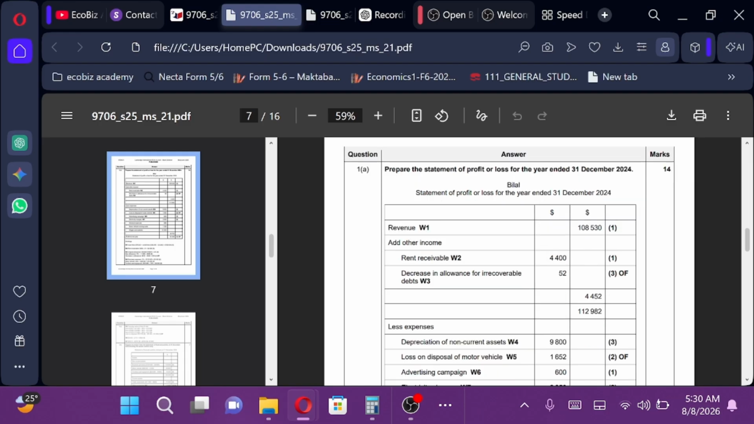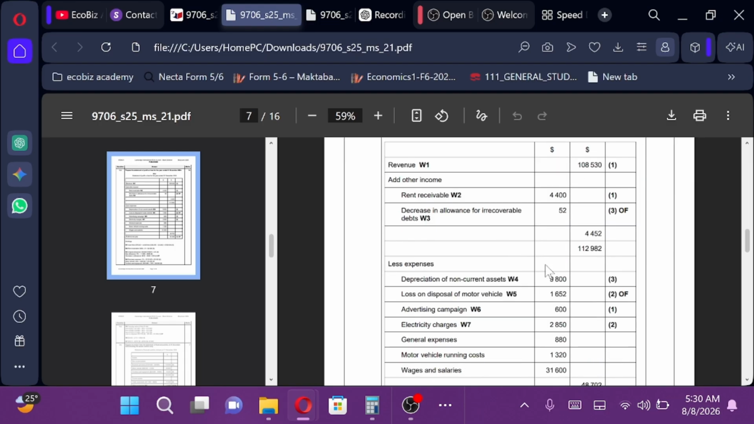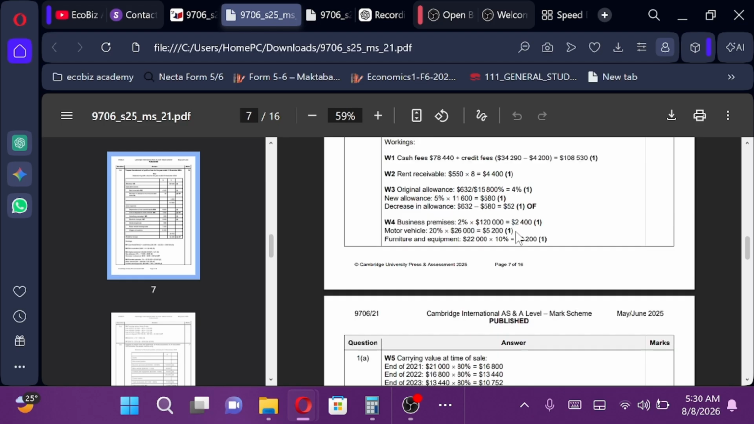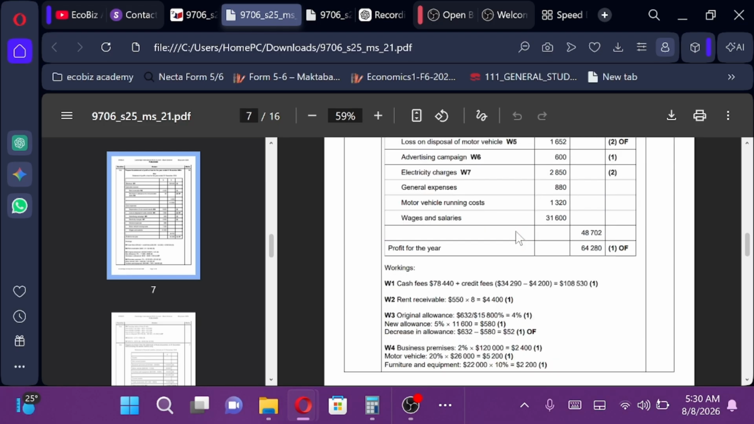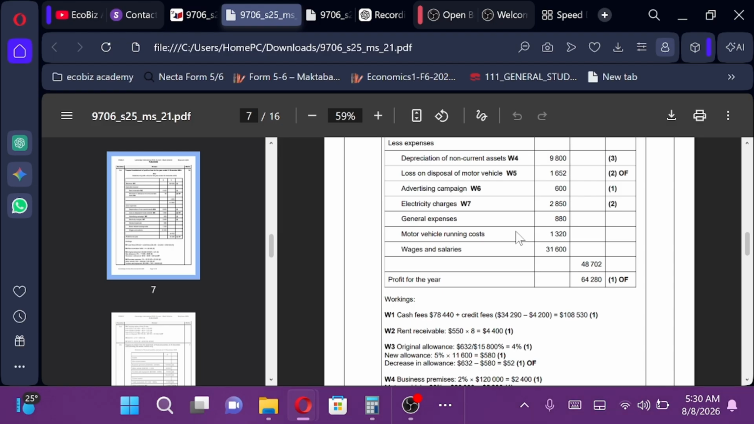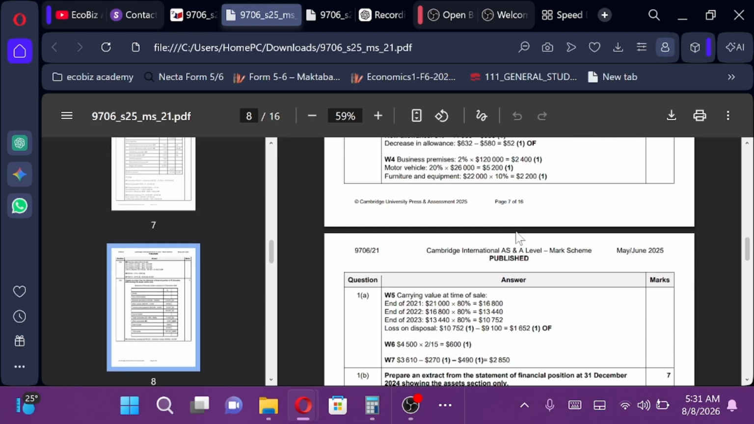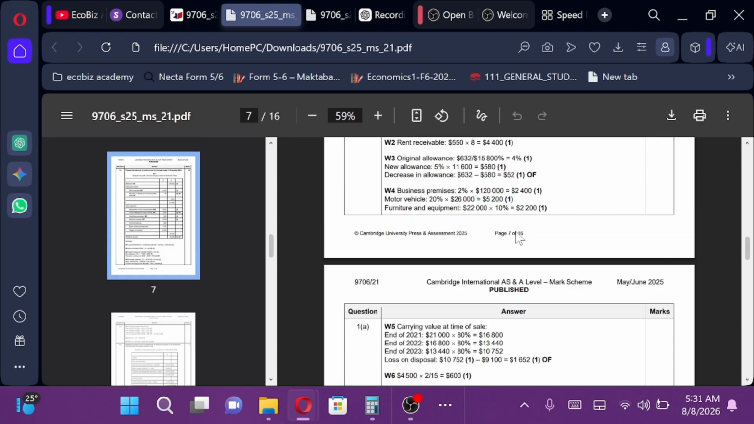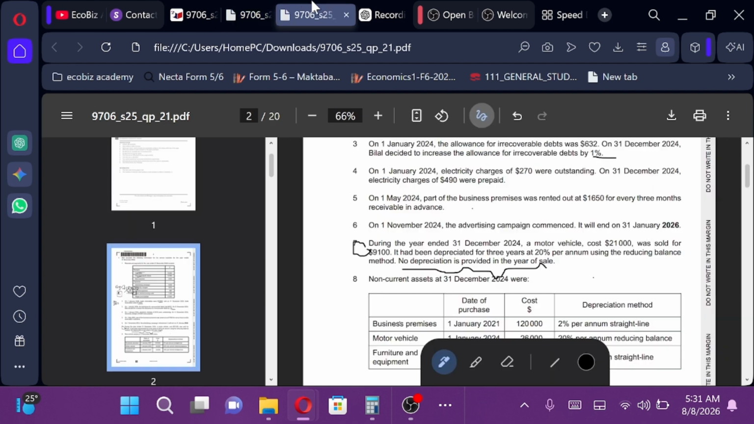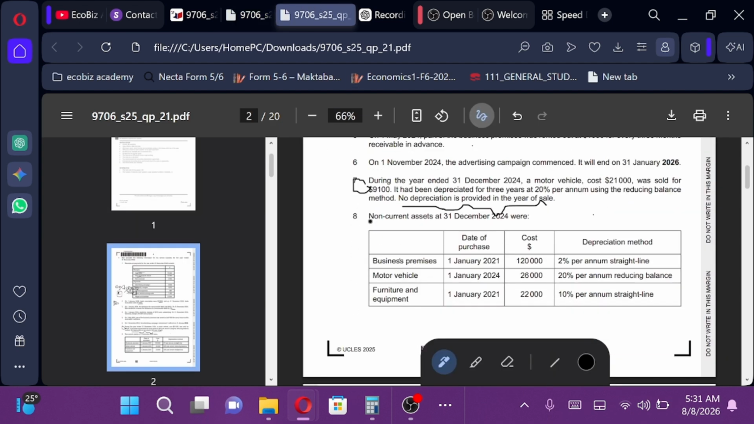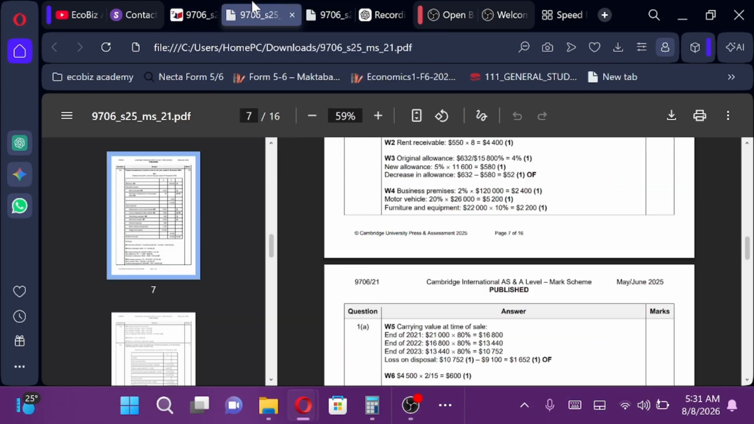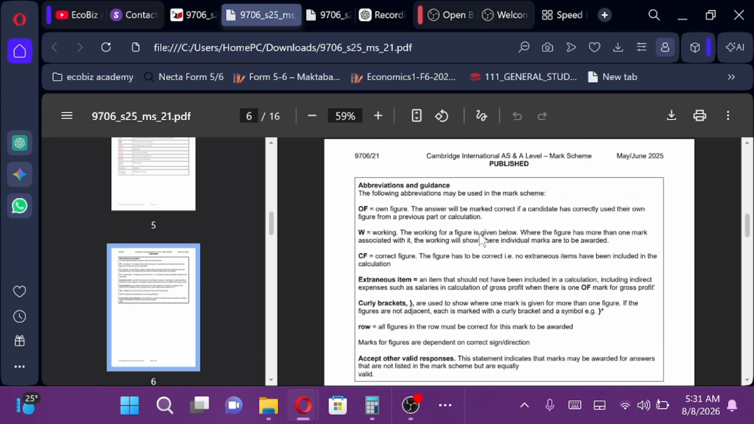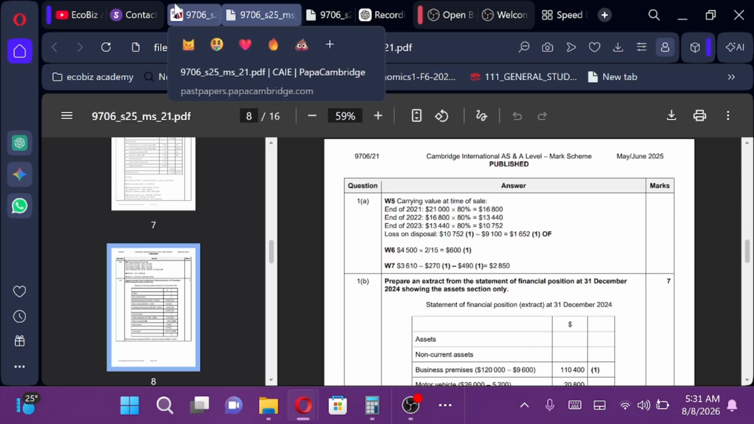So yeah, that's basically what we put. So less expenses, we put depreciation of motor vehicle, check here, depreciation of motor vehicle, non-current assets. Now this is the amount of the loss on disposal. But guys, we've still got some other non-current assets that we must calculate. Let's go back to the question paper. So let's save this amount. Just a minute, guys.